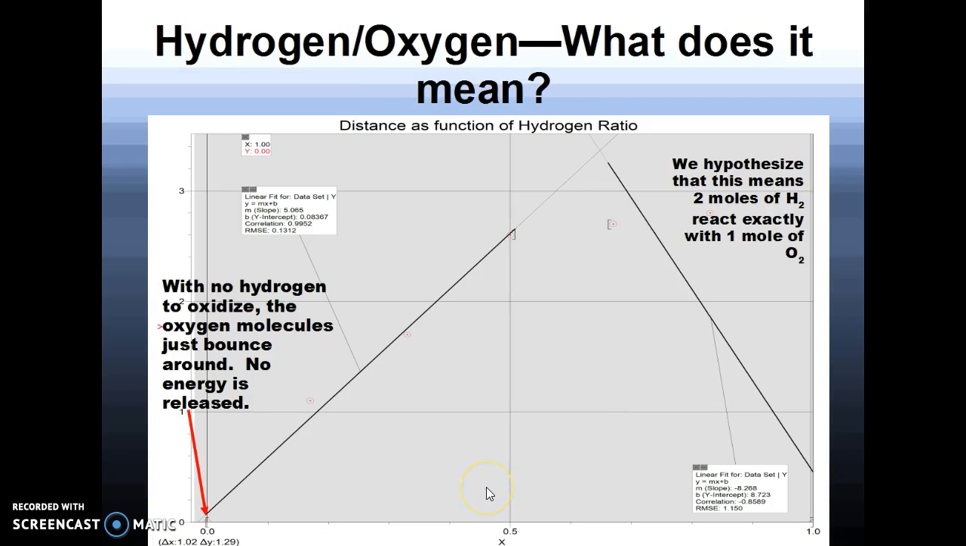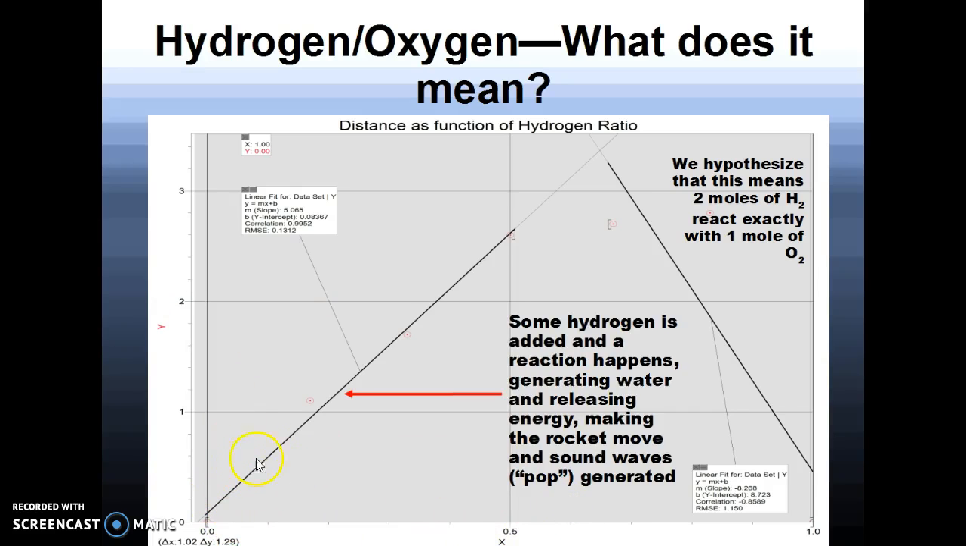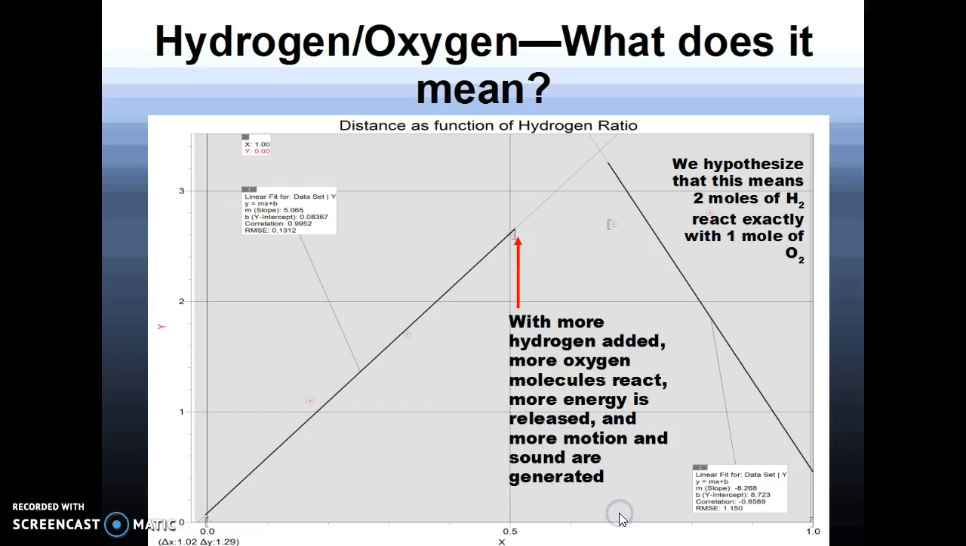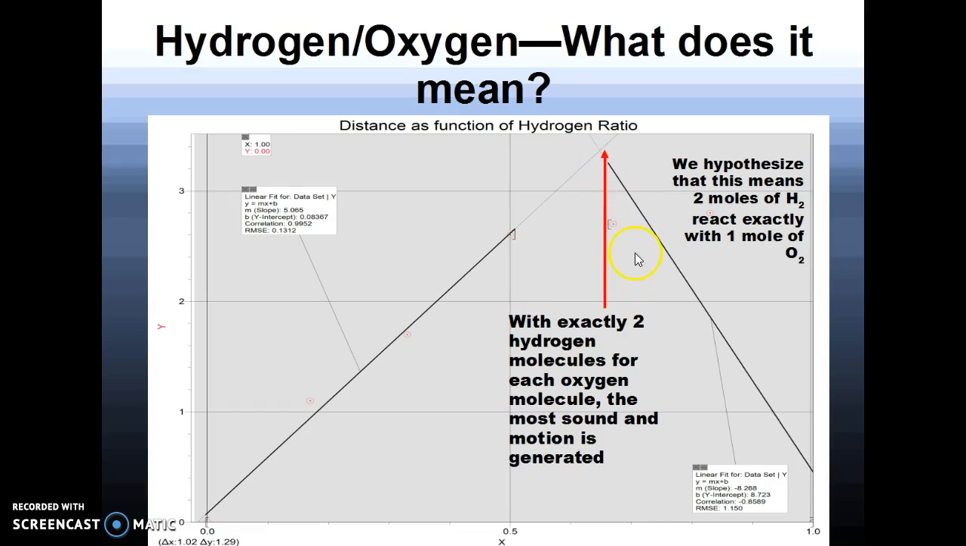Now, with no hydrogen to oxidize, the oxygen molecules just bounce around when the voltage hits them, and no energy is released and the rocket does not move. After we add some hydrogen, a reaction is happening. Water is given off, energy is released, the rocket moves, and sound waves are generated. With more hydrogen, more oxygen is reacting, more energy is released, and there's more motion and sound generated. At this peak, with exactly 2 hydrogen molecules for each oxygen, we get the most sound and motion generated.